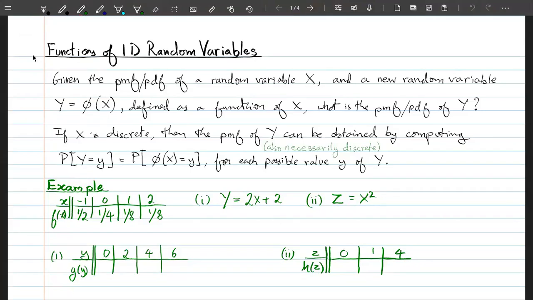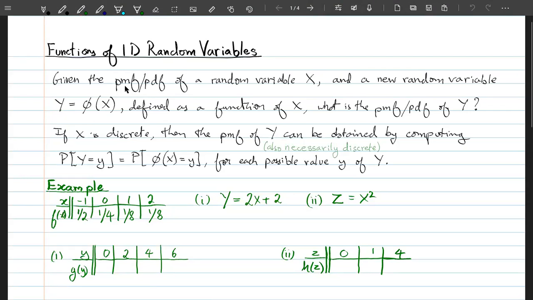So in this topic, we are given a random variable x and its probability mass function or probability density function, according to whether it's discrete or continuous. And then a new variable y is defined as a function of x, that is some function phi of x. And because x is a random variable, y is also a random variable.